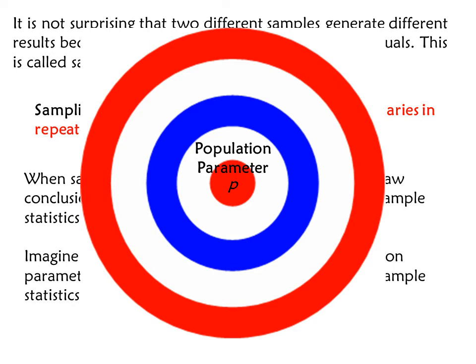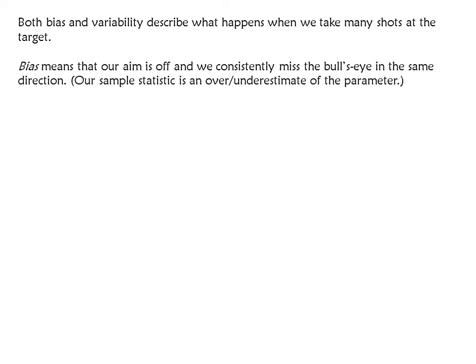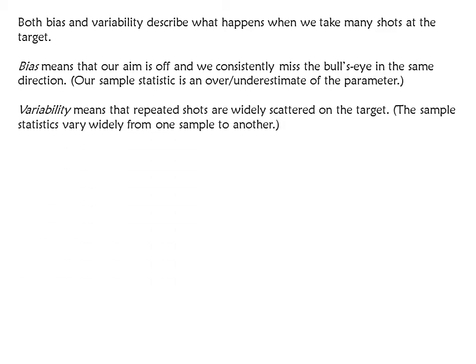Our goal is to get as close to the population parameter as possible, so as close to the bullseye as possible, while also being reliable and consistent. So both bias and variability describe what happens when we take many shots at the target. Bias means that our aim is off and we consistently miss the bullseye in the same direction, or our sample statistic is an over or underestimate of the parameter. Variability means that repeated shots are widely scattered on the target. The sample statistics vary widely from one sample to another.